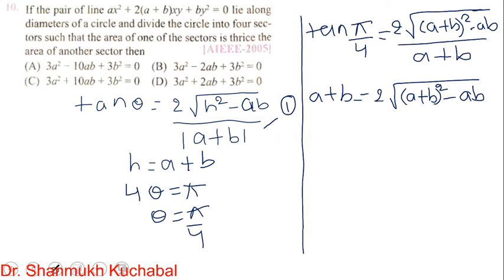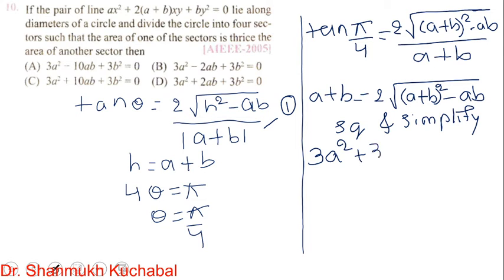Okay, then further we'll do squaring and simplify this. We'll do squaring and simplifying, so we get 3a square plus 3b square plus 2 times ab equal to 0 here. So this is the required equation. All terms are positive if you see it clearly. So option D is the right answer. Option D is the right answer. Okay, you can take a screenshot of this.